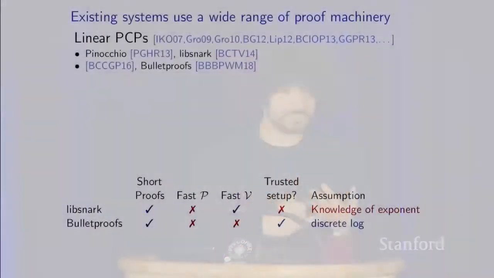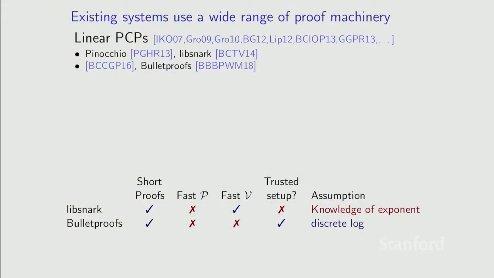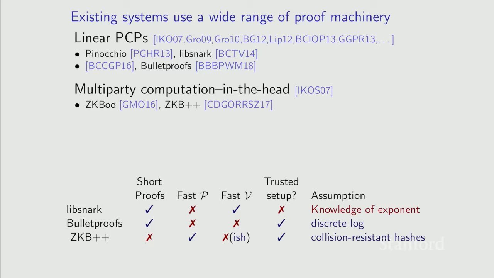Now, earlier today, you saw a talk by Benedict on bullet proofs, and this relies essentially on a different kind of linear PCP and some different crypto. And the result is that bullet proofs gives short proofs, and unlike libsnark and Pinocchio, it uses standard cryptographic assumptions, and it requires no setup. On the other hand, there's a little price, and that is that the proving and especially the verifying gets a little bit slower. An entirely different class of proof machinery comes from multi-party computation in the head, which is due to Ishai et al. And zkBoo and zkB++ are the first practical implementations of this paradigm, and they have fast proving, they build on a standard cryptographic assumption, and they have no trusted setup. But they give long proofs, and verifying is slow-ish.